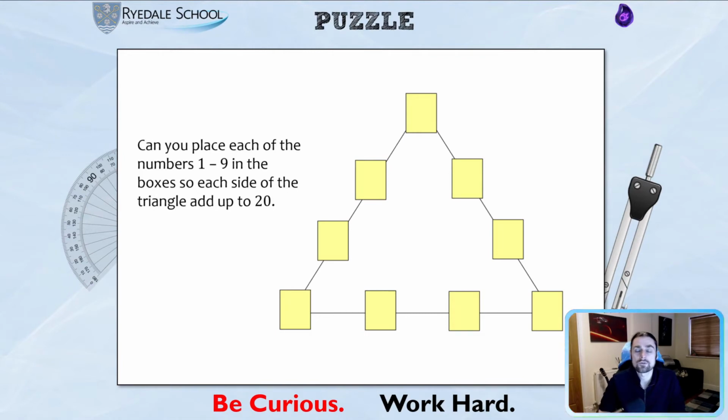So I thought we'd start with a little puzzle today. Can you place each of the numbers 1 to 9 in the boxes so each of the sides of the triangle add up to 20? Give yourself maybe 3 or 4 minutes, see if you can puzzle this one out. I will be back with the solutions in a moment.